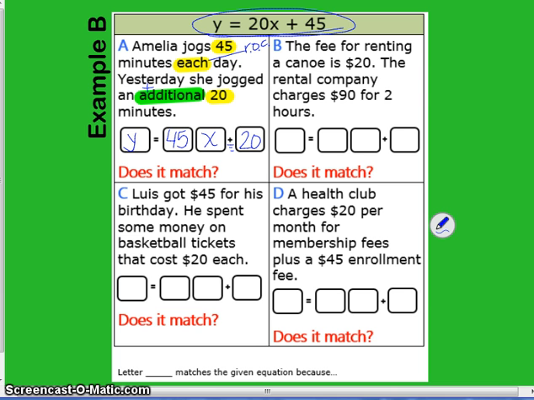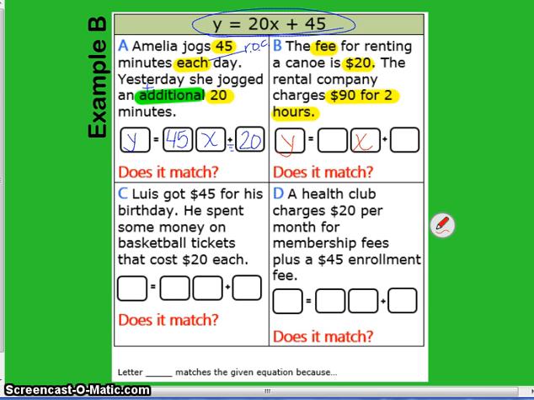So then we can go to the next one. The fee for renting a canoe is $20. The rental company charges $90 for 2 hours. So I'm going to highlight the important information. So a fee, $20. I know that fees always go in my y-intercept. Then it says charge $90 for 2 hours. So first I'm going to fill in my y and my x.